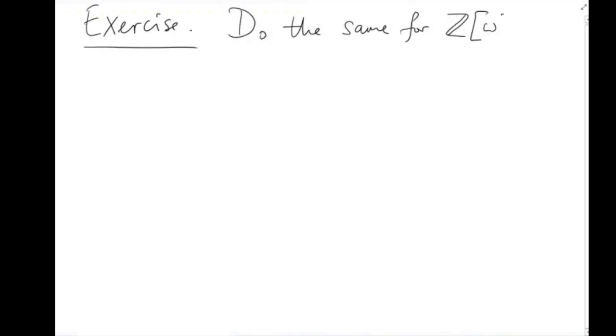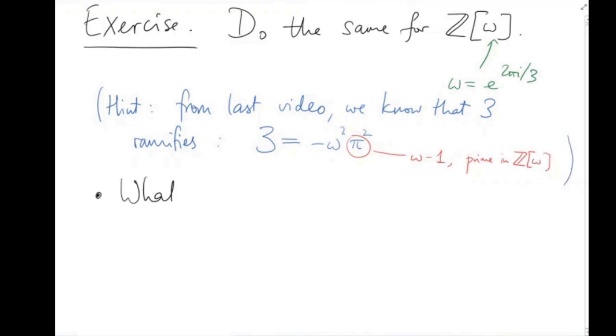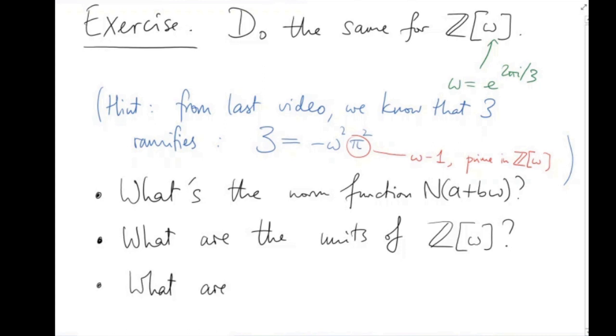As an exercise, you might like to try doing everything I've just done for Z[omega], where omega is this complex cube root of unity. The method's very similar, but the details are all going to be subtly different. I gave you a hint in my last video that 3 had 2 prime factors and they were both associate to omega minus 1. So, what's the norm function, N of a plus b omega, where a and b are integers? What are the units of Z[omega]? What are the primes of Z[omega]?